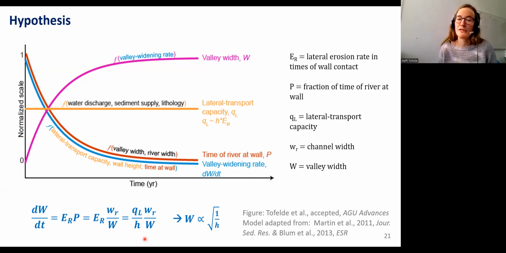Our idea was, if we take this model and compare comparable durations of widening, so we compare different times along the x-axis, and if we also assume that the transport capacity is comparable and solve this equation, then this equation would predict that the width of valley floors should scale with the square root of 1 over the height of the valley wall. So that was the idea we wanted to test.